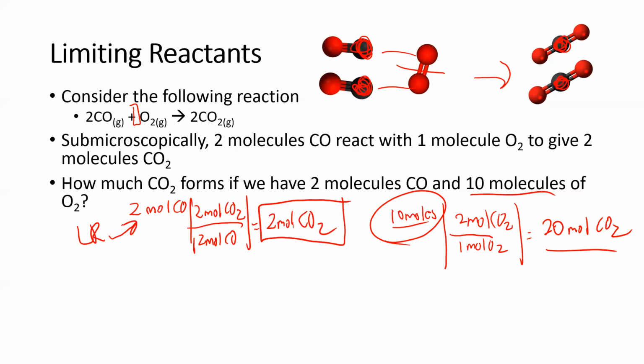So the limiting reactant is my carbon monoxide, and my theoretical yield is 2 moles of CO2. So the limiting reactant limits the amount of product produced. It dictates the reaction.